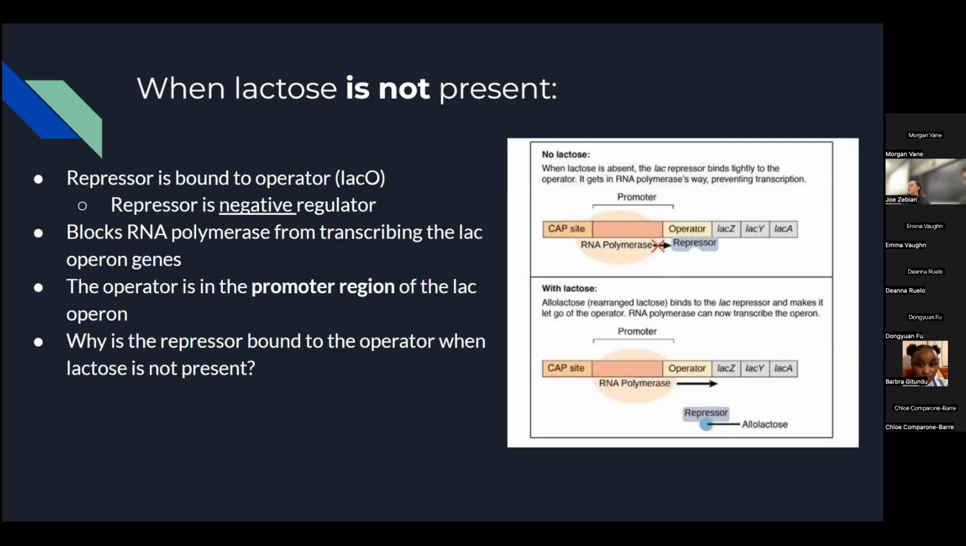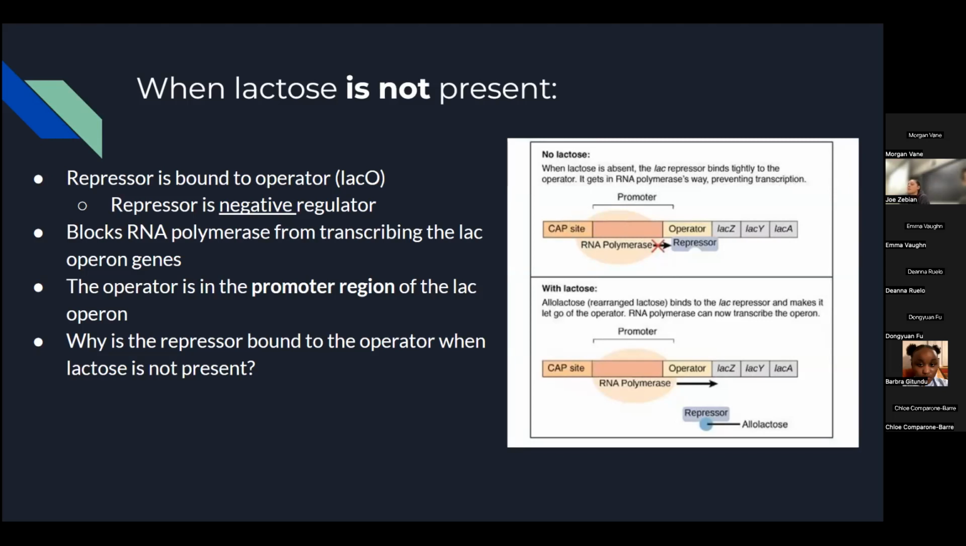So a scenario where lactose is not present in the cell. This is when you're going to have the repressor bound to the operator, because there's no lactose in the cell to take it off the operator. So it's going to be repressing. You don't need to produce these proteins to deal with lactose, and there's no lactose in the cell.